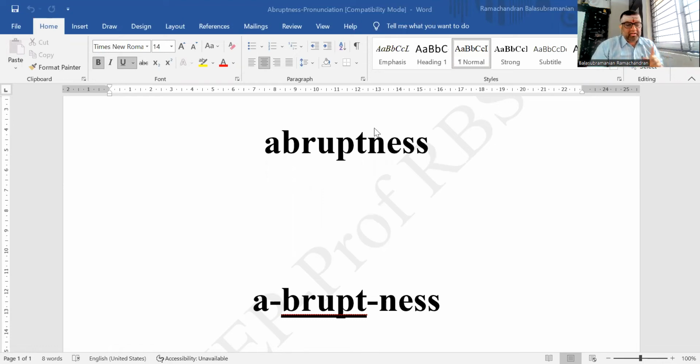Now how do we do that? Let me demonstrate it to you. This is how I do it. I'm not saying that this is the standardized version, but if you do it this way, the students and the listeners will be able to clearly sense the syllable division. Look at the difference. That's not the correct syllable division. Listen to the correct one: a-brupt-ness. There is a millisecond of a pause that you have to give between one syllable and the next.